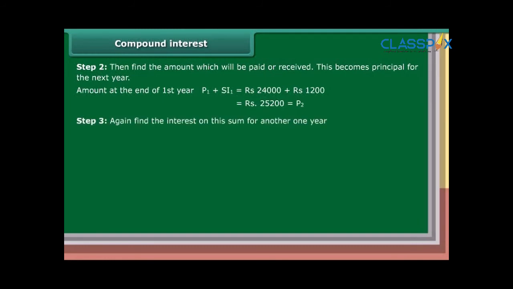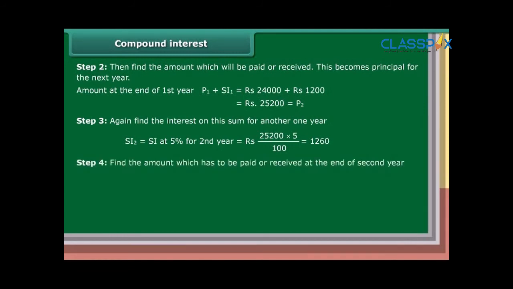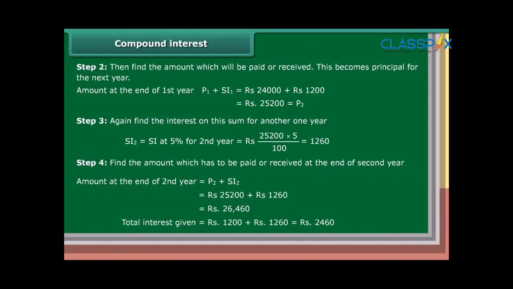Step 3. Again find the interest on this sum for another 1 year. SI2 is equal to SI at 5% per annum for second year, which is equal to rupees 25,200 into 5 upon 100, which is equal to rupees 1,260. Step 4. Find the amount which has to be paid or received at the end of second year. Amount at the end of second year is equal to P2 plus SI2, which is equal to rupees 25,200 plus rupees 1,260, which is equal to rupees 26,460. Total interest given is equal to rupees 1,200 plus rupees 1,260, which is equal to rupees 2,460.